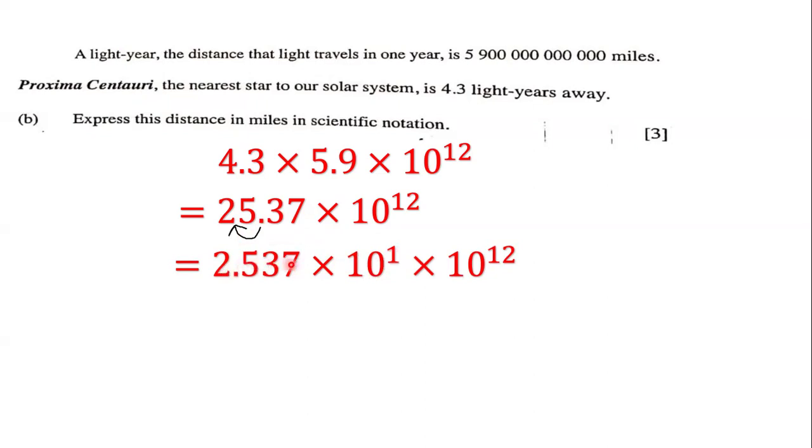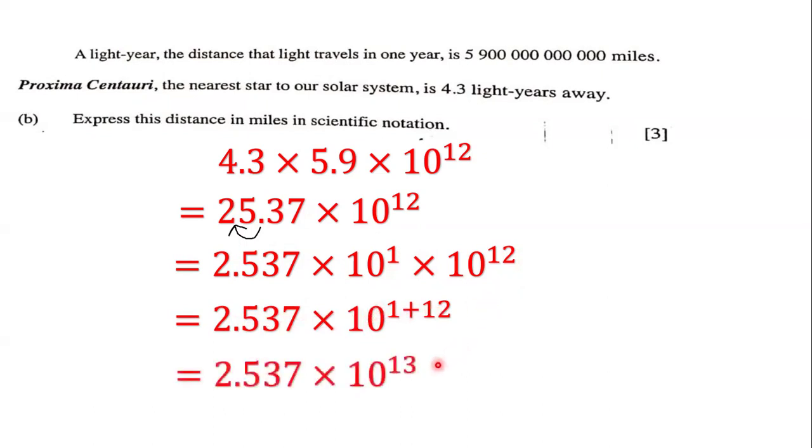And so we have 2.537 times 10 to the power of 1 multiplied by 10 to the power of 12. Now we have 10 to the power of 1 times 10 to the power of 12. Now, these two terms have the same base. Whenever you're dealing with two terms that have the same base and you're multiplying them, you are going to add the powers. And so we have here 2.537 multiplied by 10 to the power of 1 plus 12. And 1 plus 12 is definitely 13. So we have 2.537 multiplied by 10 to the power of 13. And this is our answer. This is our answer to this question in scientific notation.